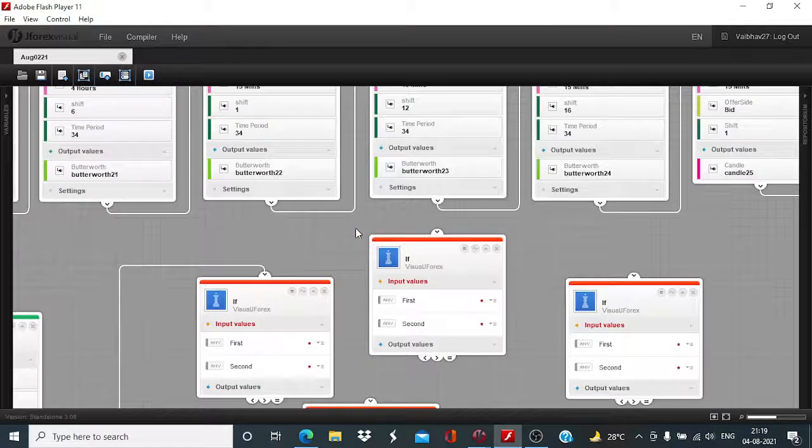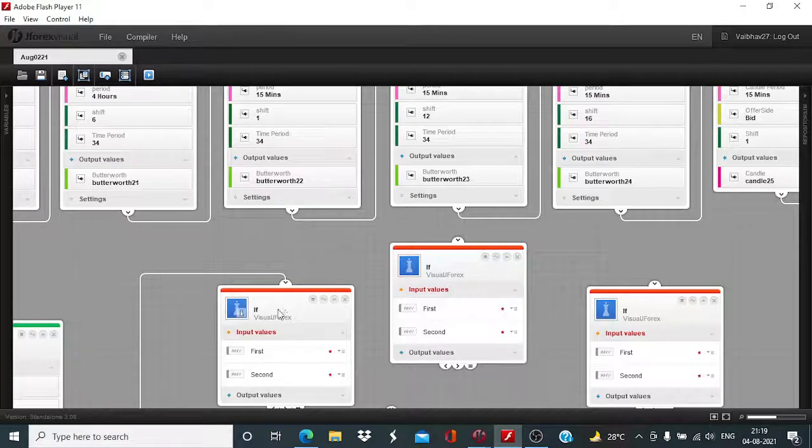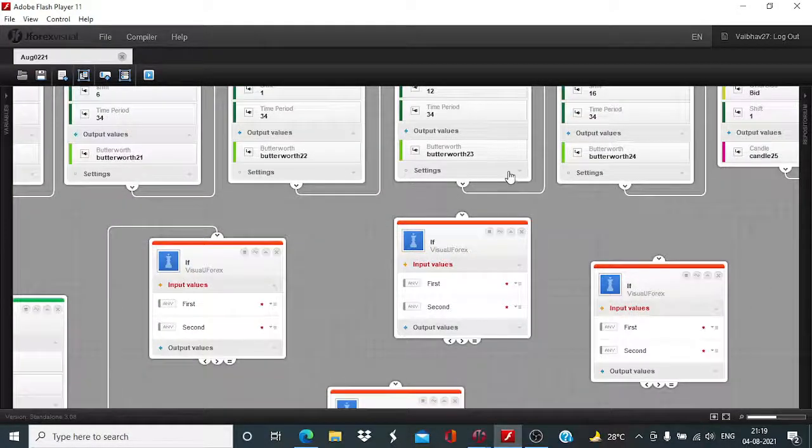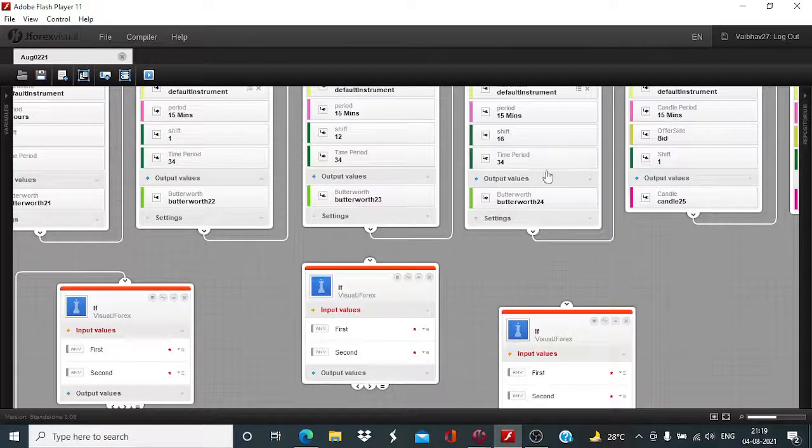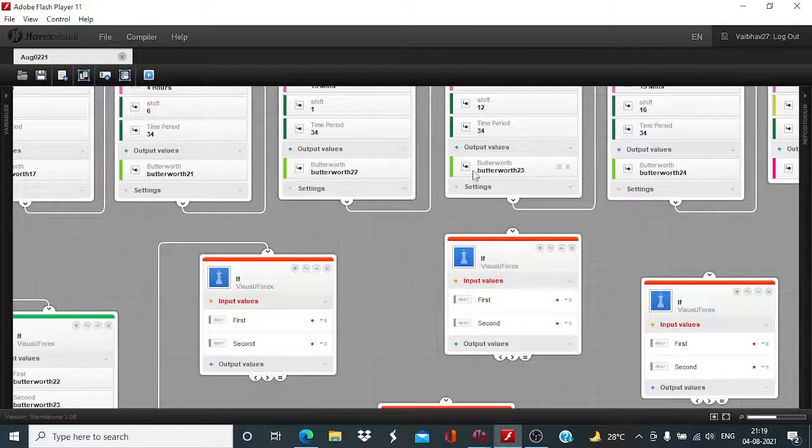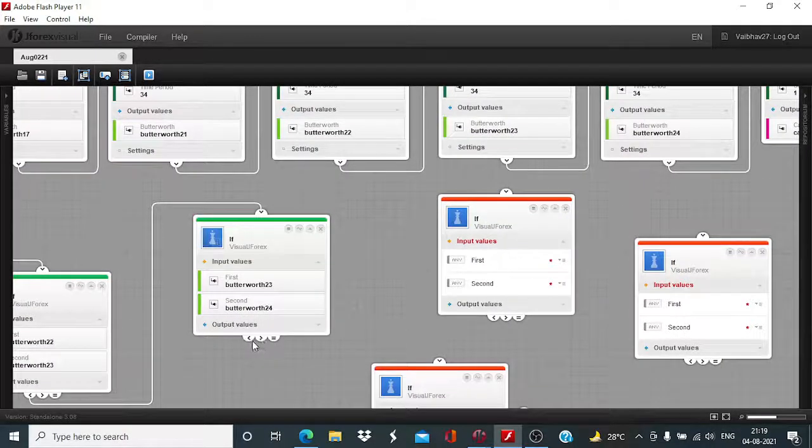and this output should have been higher compared to the output 4 hours back. So we need Butterworth 23rd to be greater than Butterworth 24. First input greater than second input.